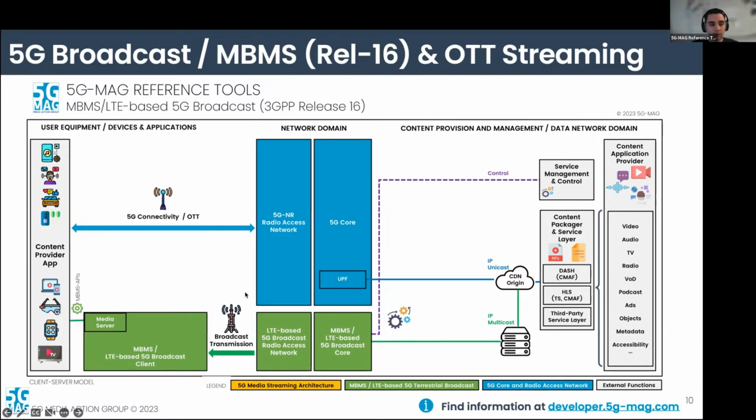So we are broadcasting our media segments and our manifest files to the client. And this is where it gets really interesting from a 5G-MAG reference tools point of view, because we have a lot of client components in place to receive this broadcast transmission, do a potential decoding of the FLUTE encoded files, save them on a local media server, and from there play them in an application. So typically you can use different types of applications here, basically all of the different media players that are available, MSE-based, but also natively.